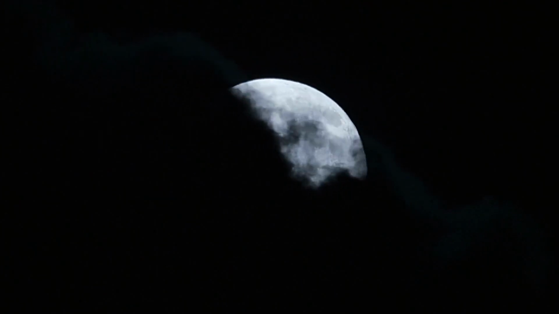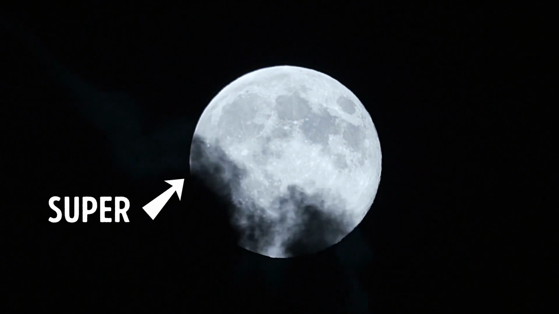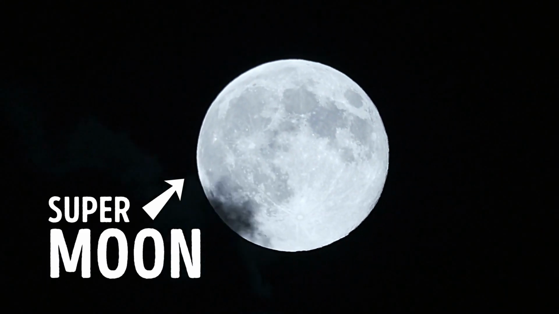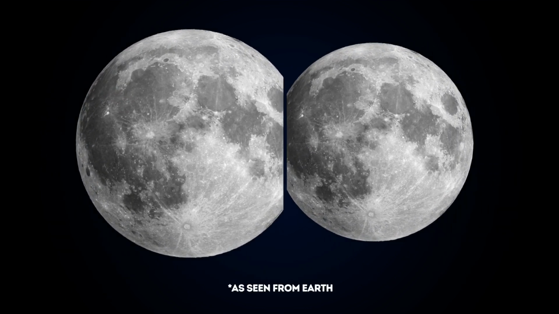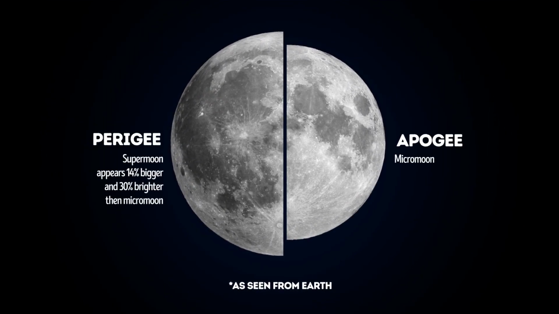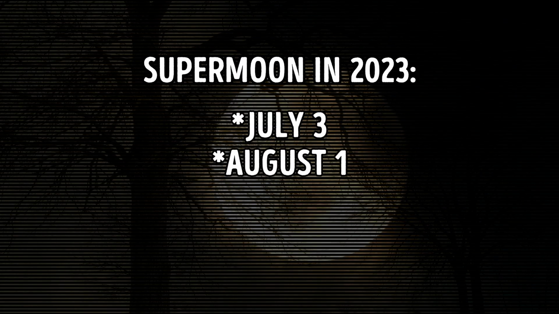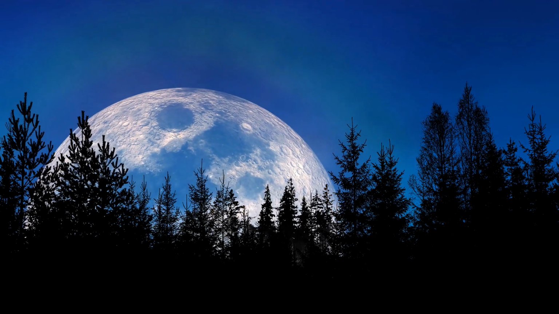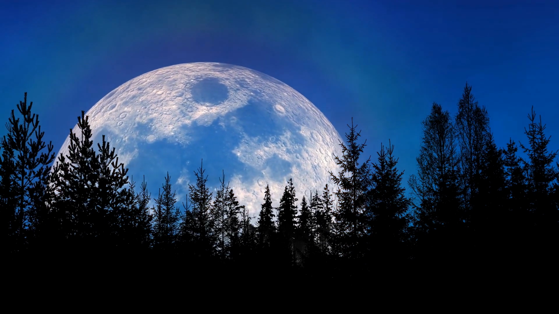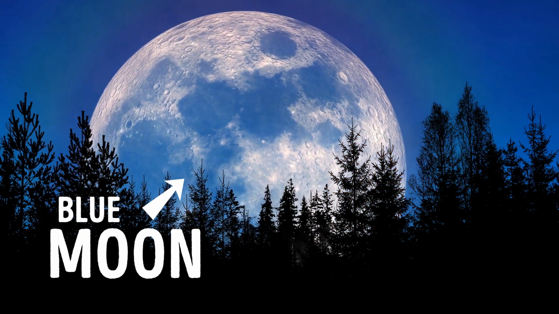On August 31st, you might notice that the full moon seems to be larger and brighter than usual. This phenomenon is called a supermoon. The moon, which follows an elliptical orbit, will be the closest to Earth. Even better, this year there will be 4 supermoons on July 3rd, August 1st, August 31st, and September 29th. And since there are 2 full moons in August, the second one is called a blue moon. It occurs every 2.5 years.